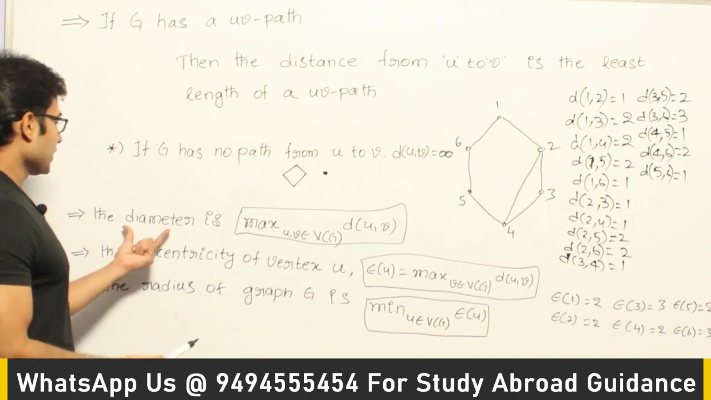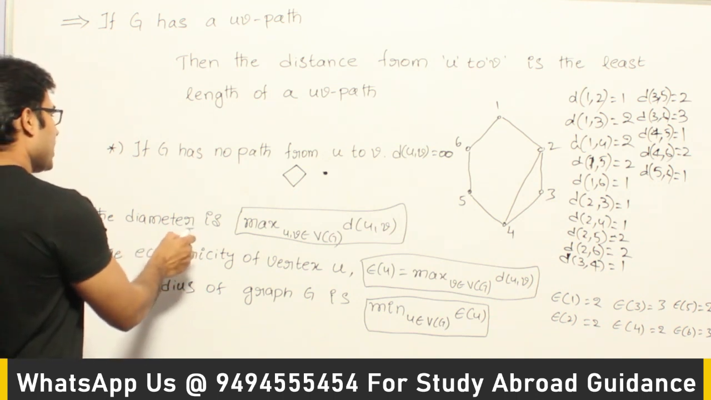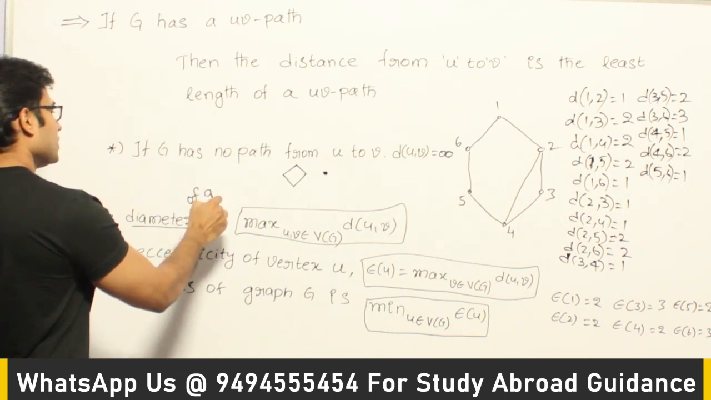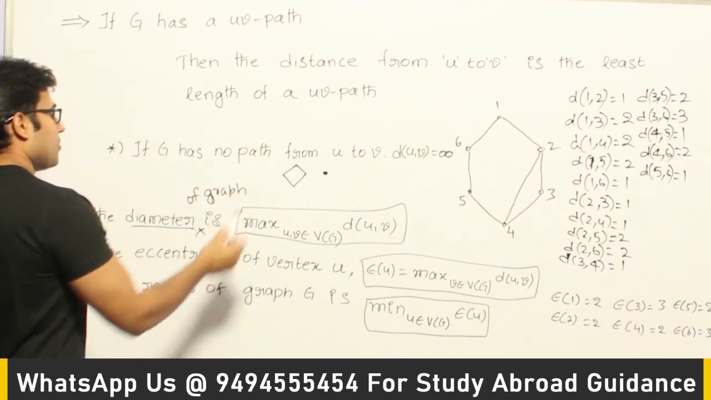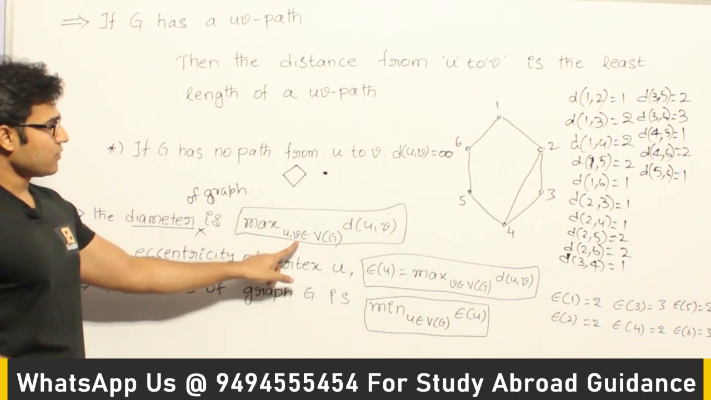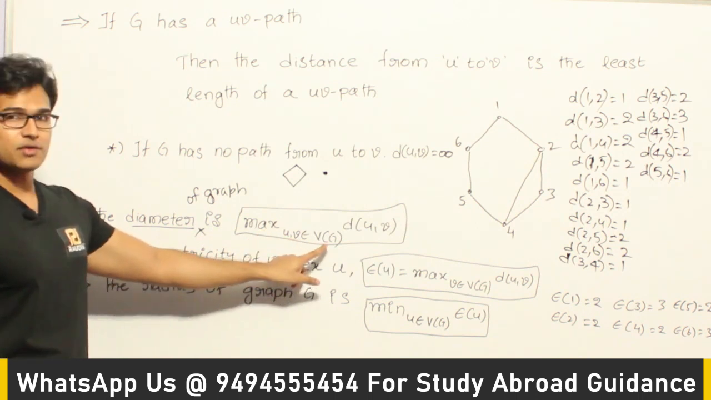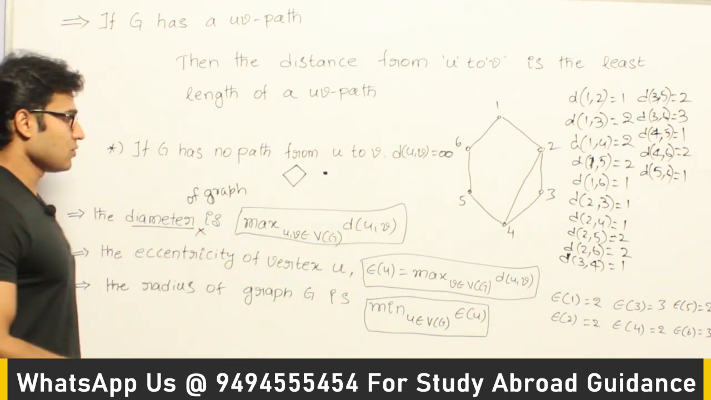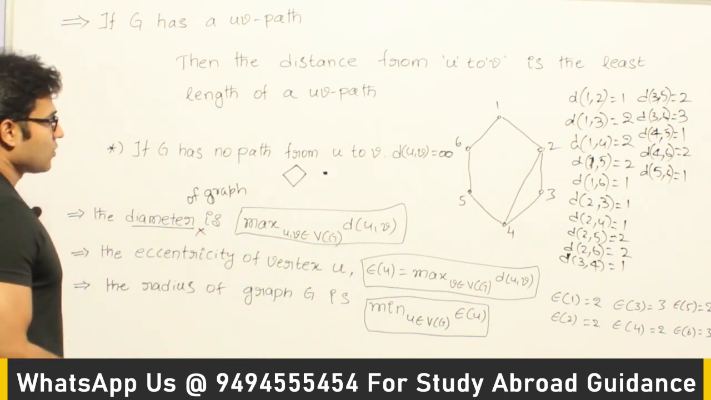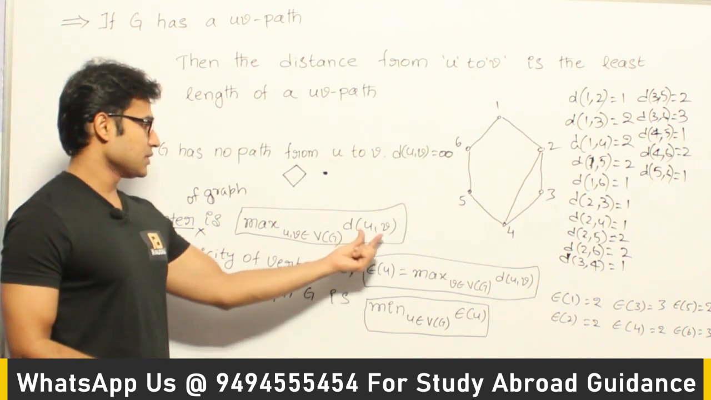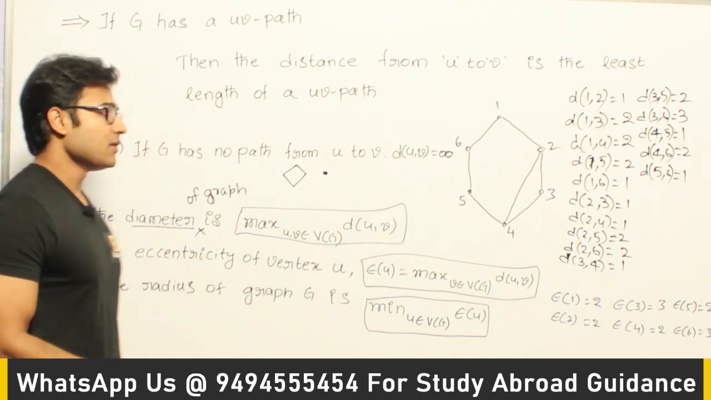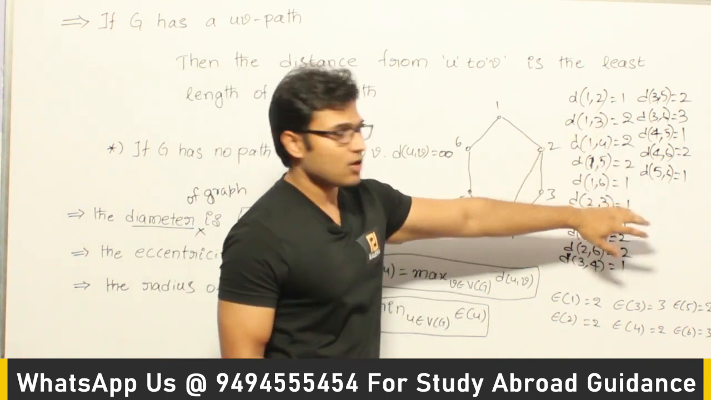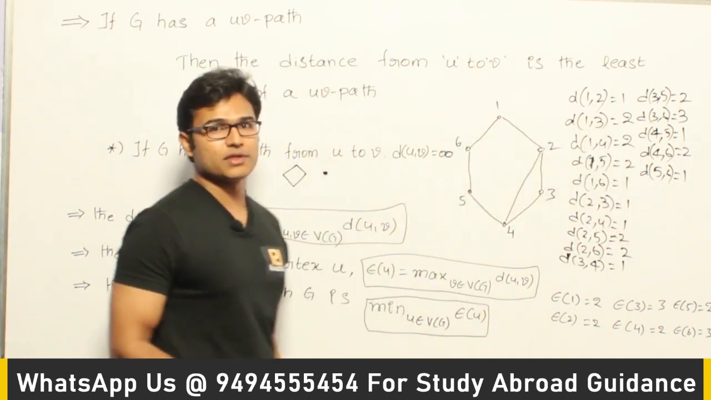Okay, coming to the next one, the diameter. So diameter is a property of a graph. The diameter of a graph is the maximum of d(U,V) such that U, V belong to the vertex set of G, the maximum of all distances. So what it means is, it is not that you have to find out the maximum distance between two vertices. You have to find out the minimum distance between all pairs of vertices, and out of these values you have to find out the maximum one.